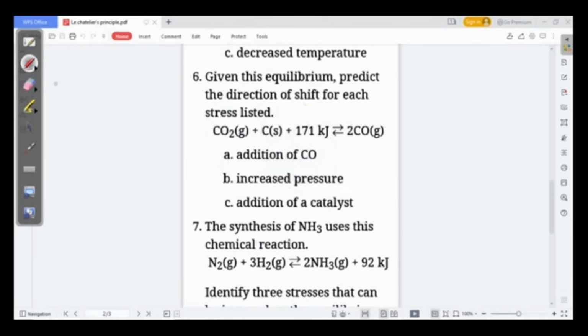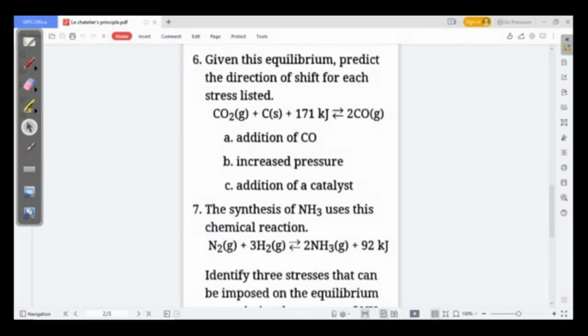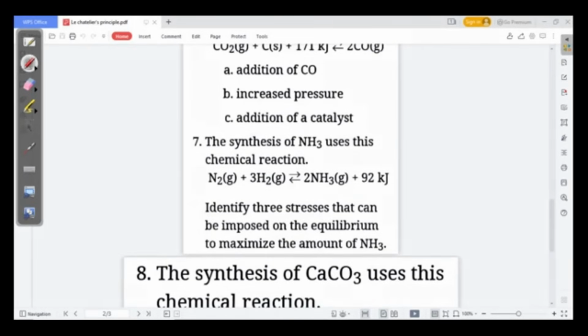Addition of a catalyst. What is the effect of a catalyst on the equilibrium? What does it do? Okay, what does it do whenever you think of a catalyst being added? So try to research on that. And then question 7, the synthesis of NH3 uses this chemical reaction. Identify 3 stresses that can be imposed on the equilibrium to maximize the amount of NH3 being produced.